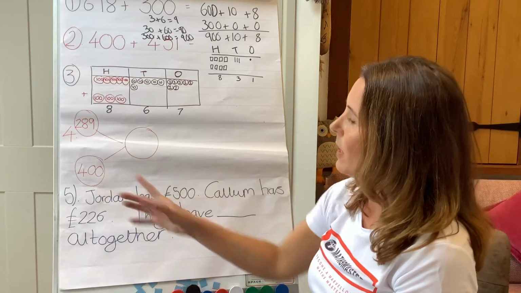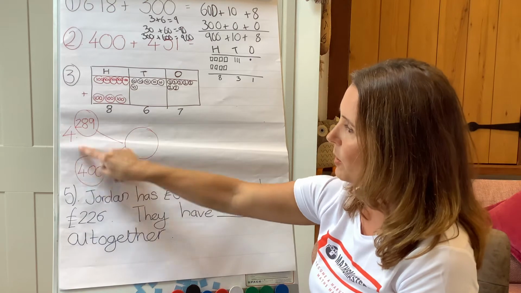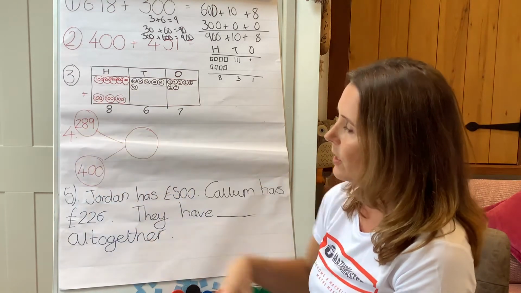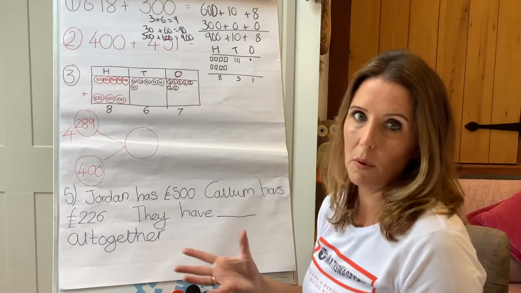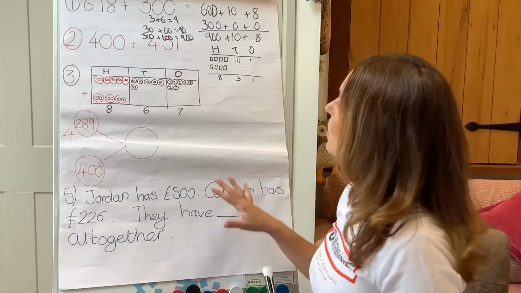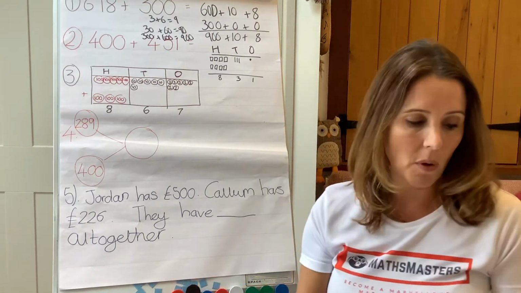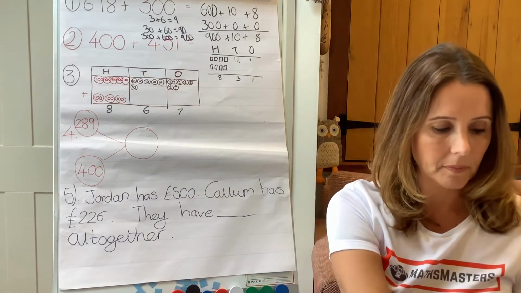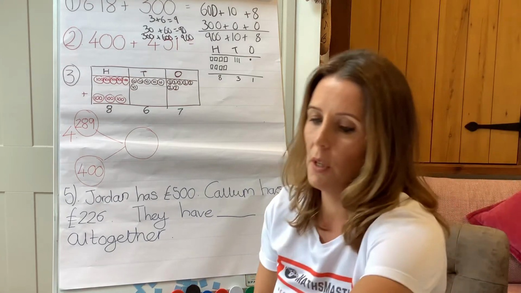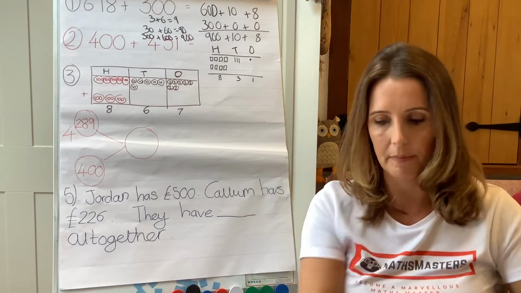Here, again, we can do this mentally. We can think the tens and the ones aren't going to change, so we're just going to add our hundreds together, so 400 and 200 will make 600, but we can also show this using the place value counters, so we can make 400, add on 200 and 80.